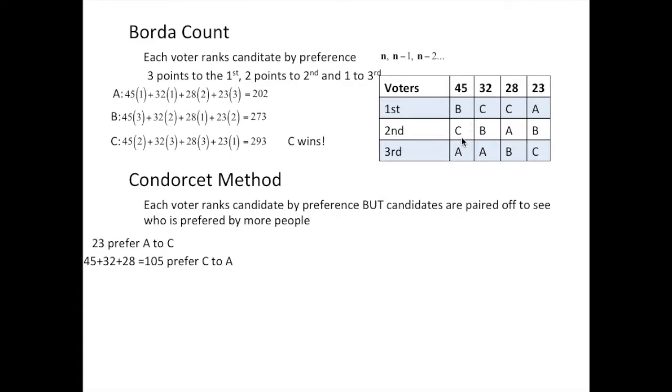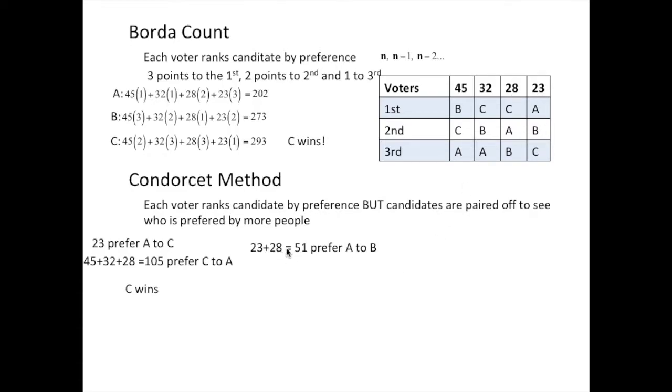Then, how many people prefer C to A? Well, 45 plus 32 plus 28, which is 105 people prefer C to A. Who wins? C. C wins between A and C. Between A and B, here B wins, here B wins, here A wins, and here A wins. So A wins twice. 28 people plus 23 people prefer A.